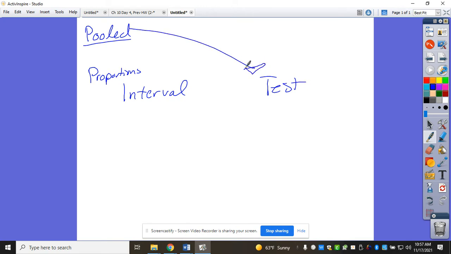Why? Because at the beginning of every test, we're making a claim. So we're making a claim about the proportion, which means we're claiming they're the same or not the same. So in this portion of the equation, if it were interval, this is p hat 1, 1 minus p hat 1. This is p hat 2, 1 minus p hat 2.